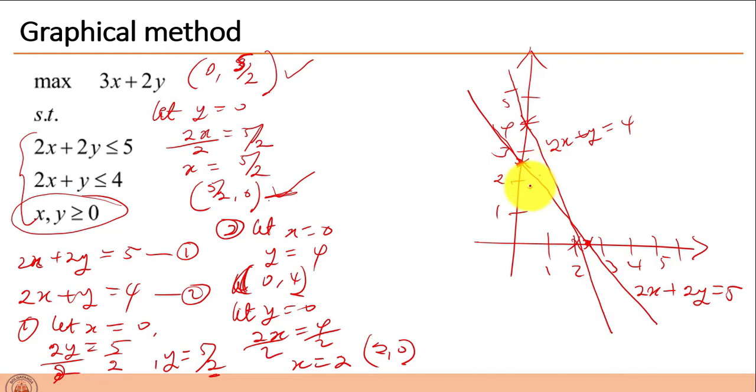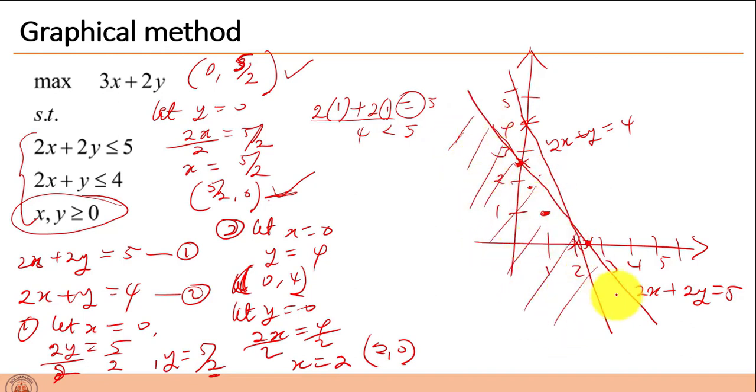Let's take 2 points, one here and one here. So let me put 1 and 1, which I know is inside. So if I put 1, 1 inside the first inequality, 2 plus 2 equals 4, and 4 is less than 5. So that inequality part is satisfied. So it means that I actually have this, I can see it here. Anything that is below here satisfies that particular constraint, the equation or inequality.